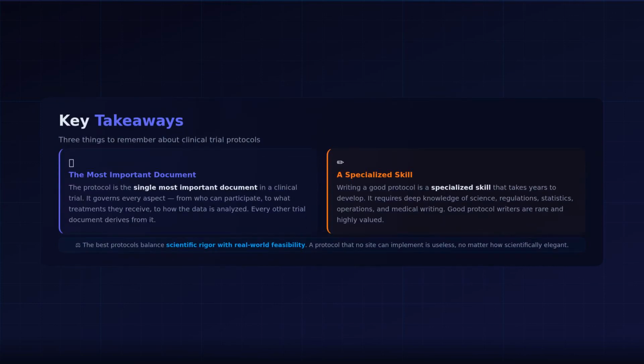3 things to remember about protocols. 1. The protocol is the single most important document in a clinical trial. It governs every aspect of the study. 2. Writing a good protocol is a specialized skill that takes years to develop. It requires deep knowledge of science, regulations, statistics, and operations. 3. While protocols are detailed and comprehensive, they must also be practical. The best protocols balance scientific rigor with real-world feasibility. A protocol that no site can practically implement is useless, no matter how scientifically elegant.